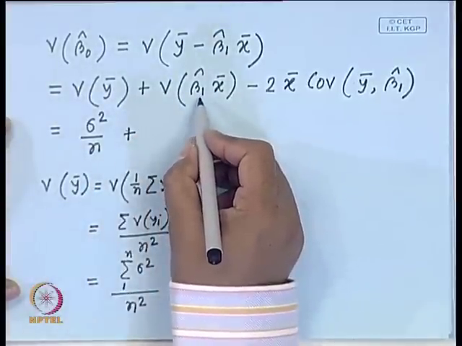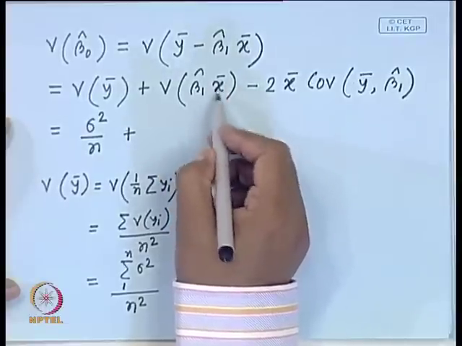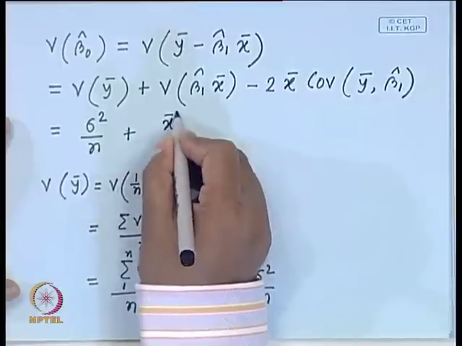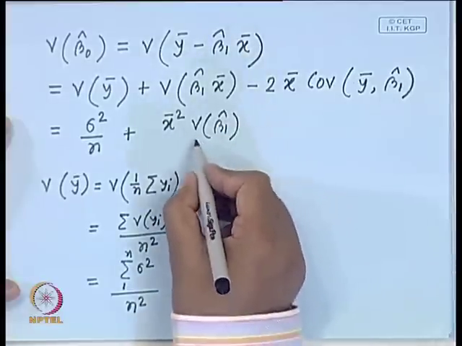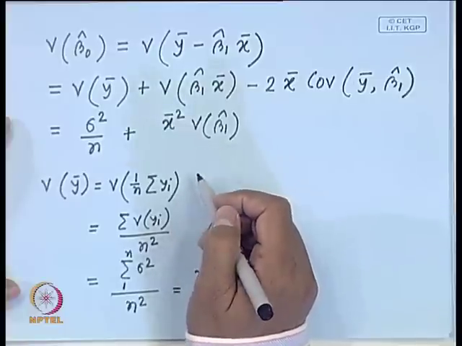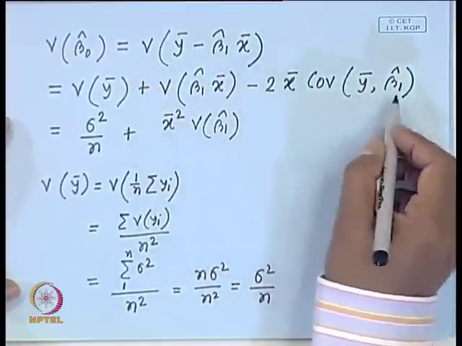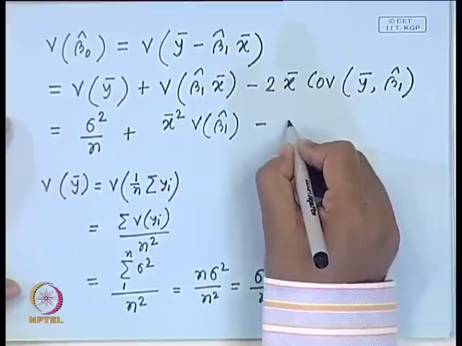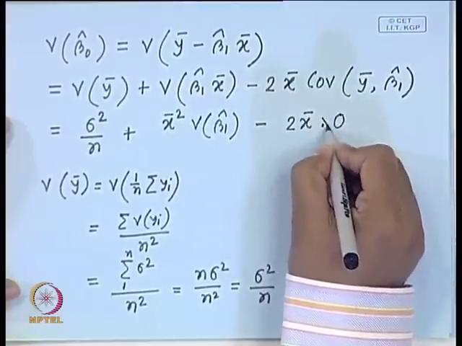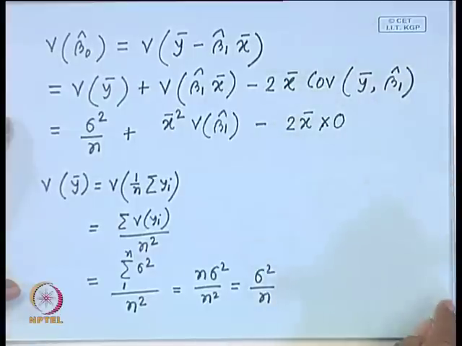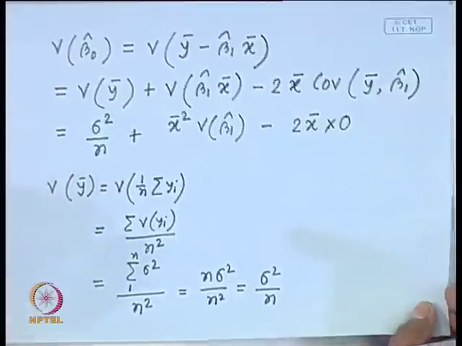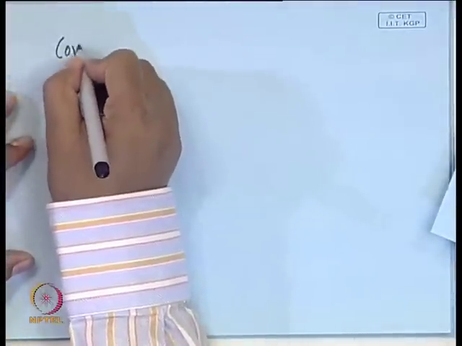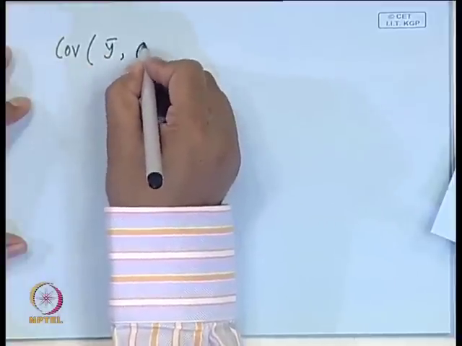We know the variance of beta 1 hat. And this x bar is a constant quantity. So, the variance of this quantity is x bar square into the variance of beta 1 hat, which is equal to sigma square by S_xx, as we just proved. Now, what about this covariance? This covariance is going to be 0. So, this is 2 x bar into 0. But we need to prove this one. Okay, it can be proved that the covariance is equal to 0. The covariance between y bar and beta 1 hat.